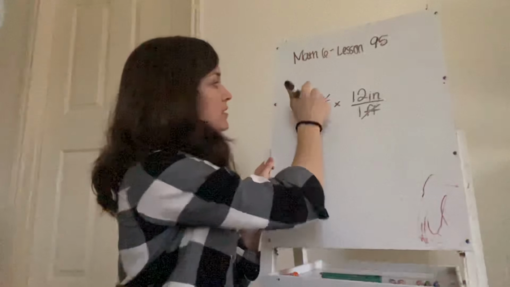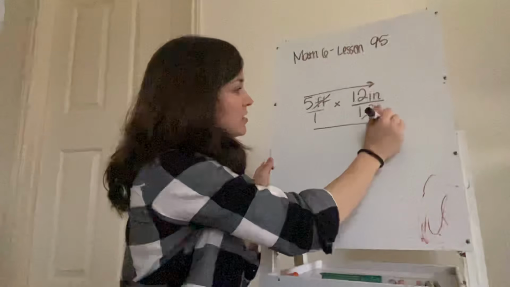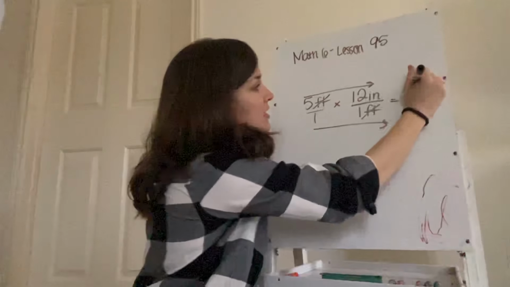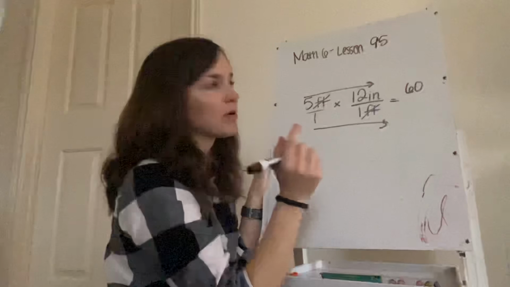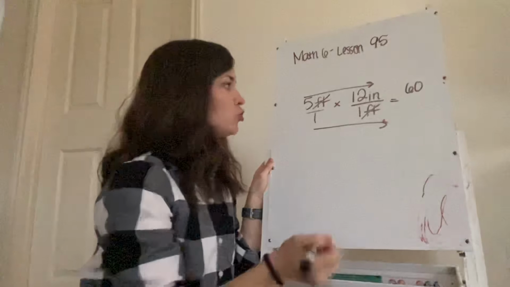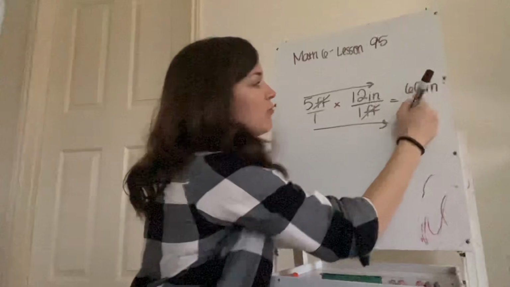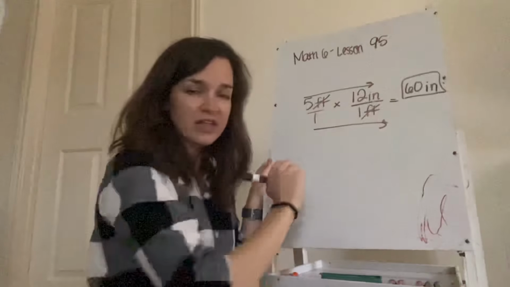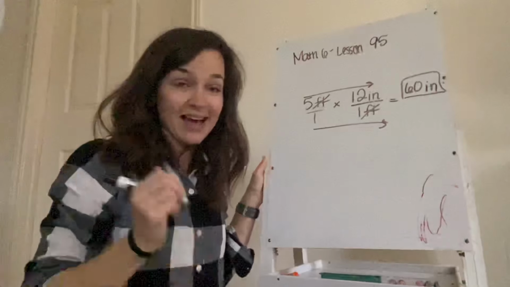We're talking about units. So now we just multiply straight across the top and straight across the bottom. 5 times 12 is gonna give us 60. 1 times 1 is 1, but remember, divided by 1 doesn't change the value, so we could just leave it as 60. And we know that our units are now in inches because the feet canceled, so the only thing left was inches. And that's it.